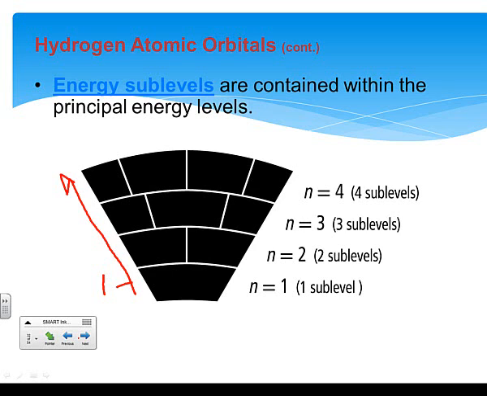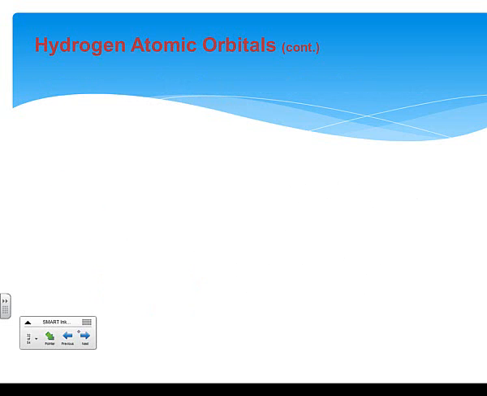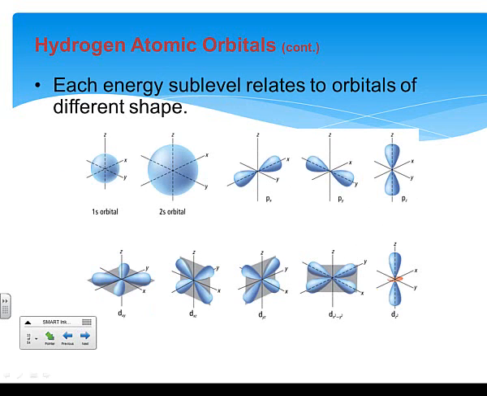So in this first energy level, there's only one sub-level. And in the second energy level, we have 2 sub-levels, like sections at a concert. And in the third level, now you've got 3 sections. And in the fourth level, you have 4 sections. And all of this is also seen in our periodic table.